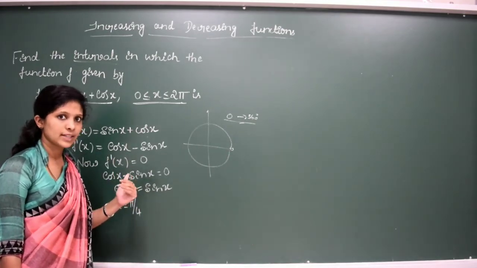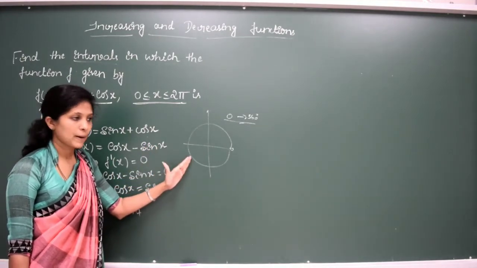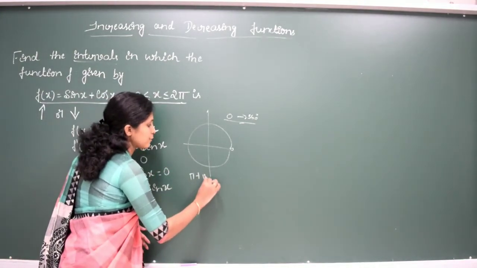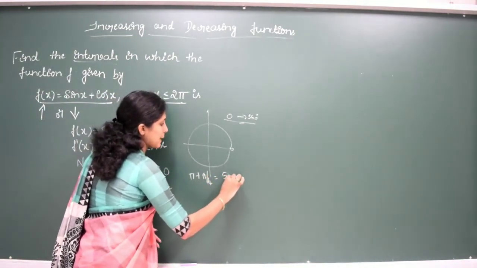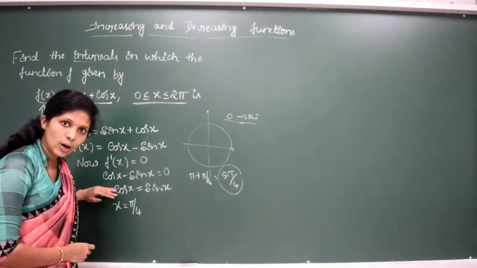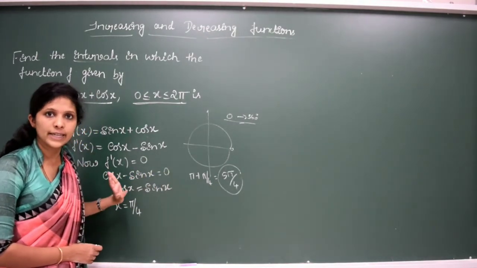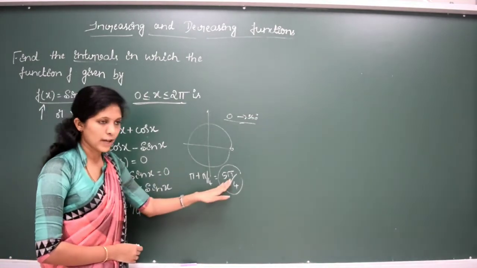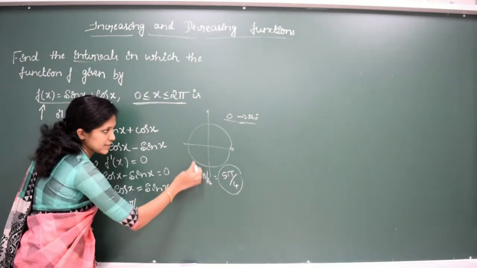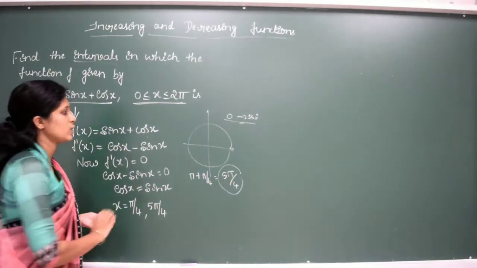Other than that, is anything else possible? Can we consider pi plus pi by 4? Pi plus pi by 4 will be here. It will be equal to 5 pi by 4. Is it clear? 5 pi by 4. You can check this one: cos 5 pi by 4 and sin 5 pi by 4 both will be equal. Remember that. That is 5 pi by 4, the other value. So pi by 4 and pi plus pi by 4. It is in the third quadrant. So this is now 5 pi by 4. These are the two possible values of x.